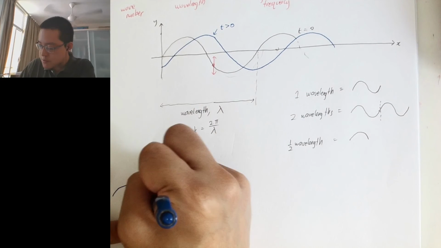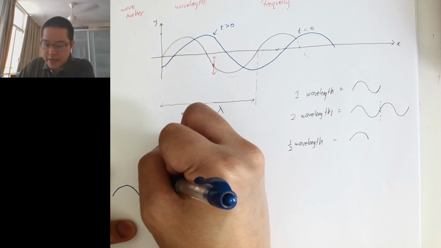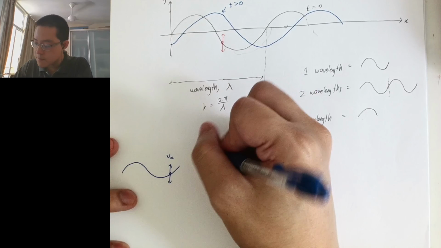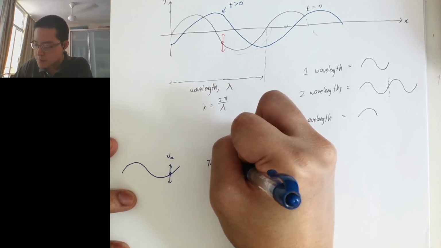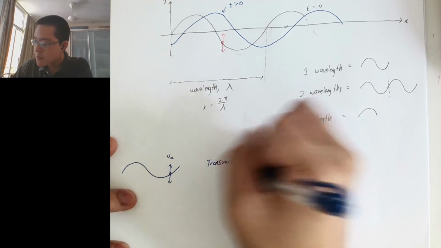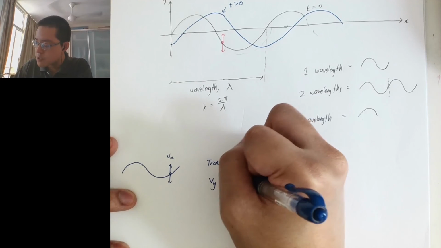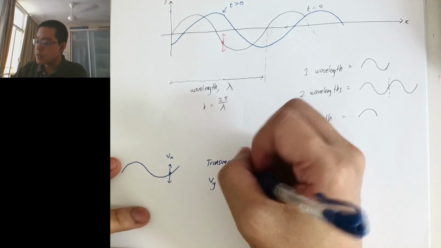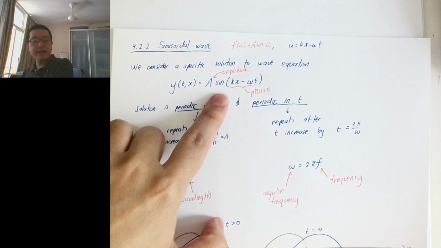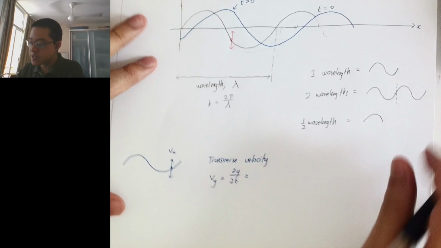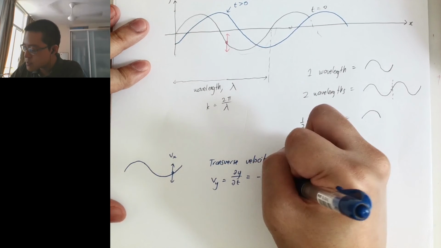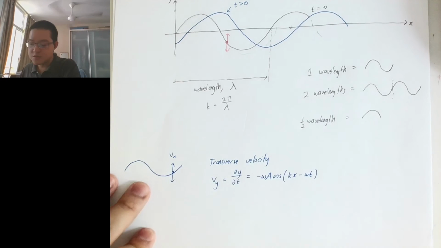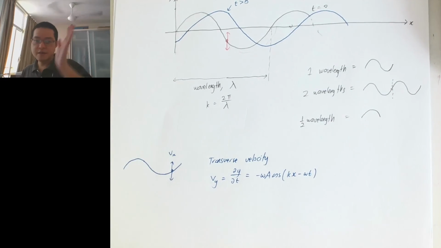As the string moves, it's going to vibrate up and down. So the transverse velocity of the wave is partial y partial t. It's just taking the y position and differentiating with respect to t. And what is my y? My y is a sine of this. If I differentiate with respect to t, I get negative a cos(kx minus omega t) times omega, by the chain rule. So this is my transverse velocity.